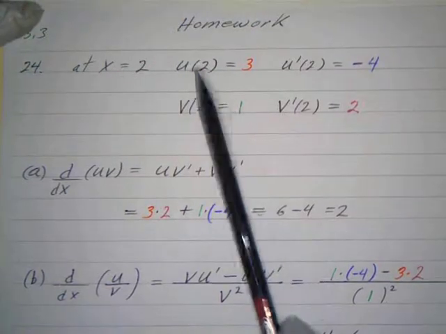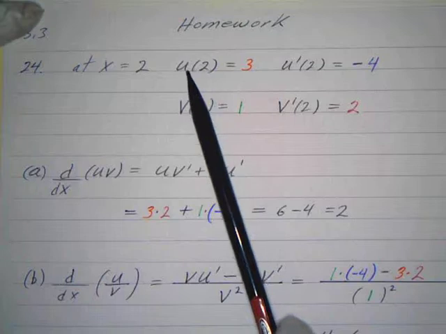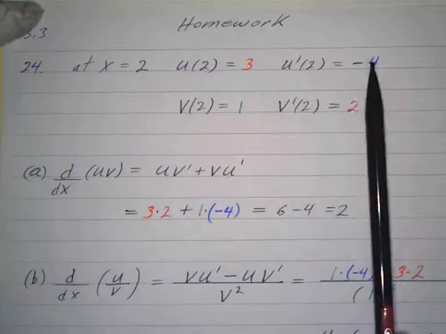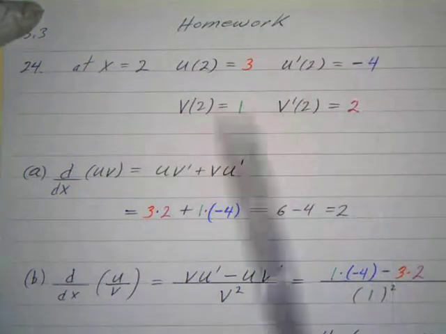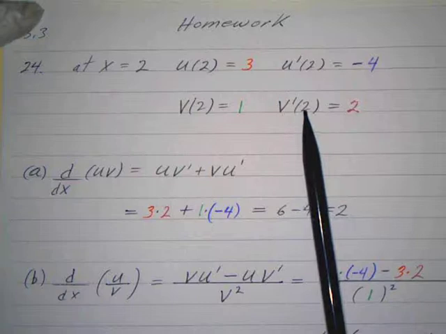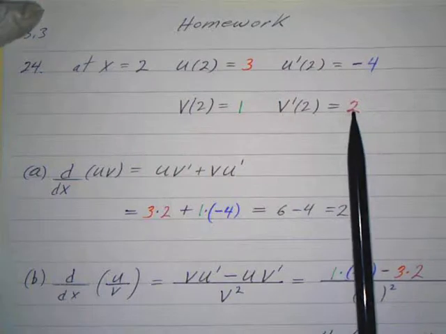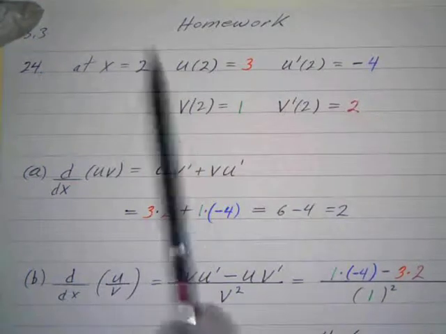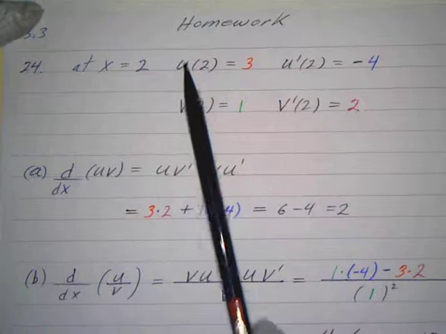And the derivative of u at 2 is negative 4, and the derivative of v at 2 is also 2. All right. So this is at x equals 2, and these are the two functions u and v.